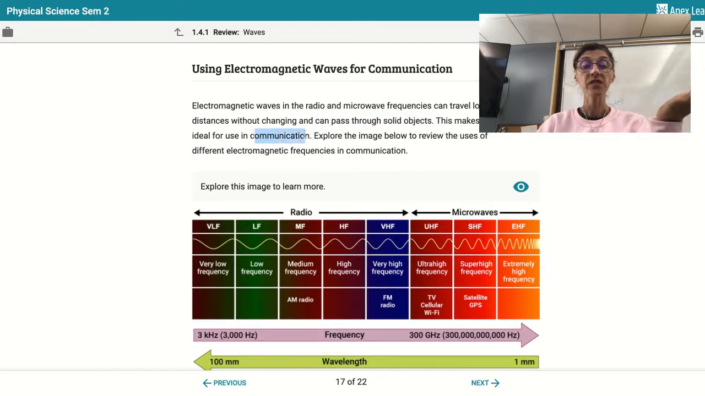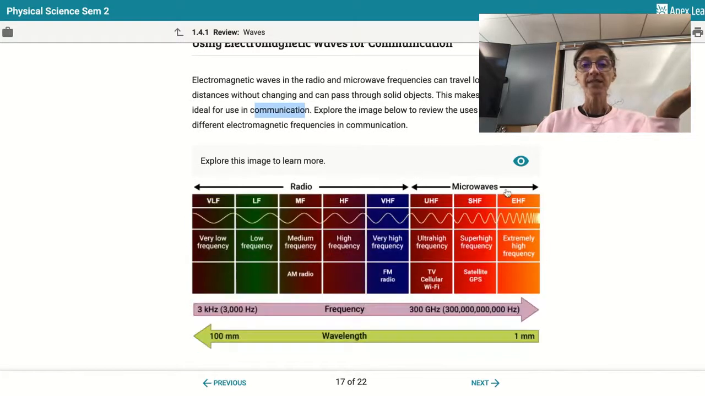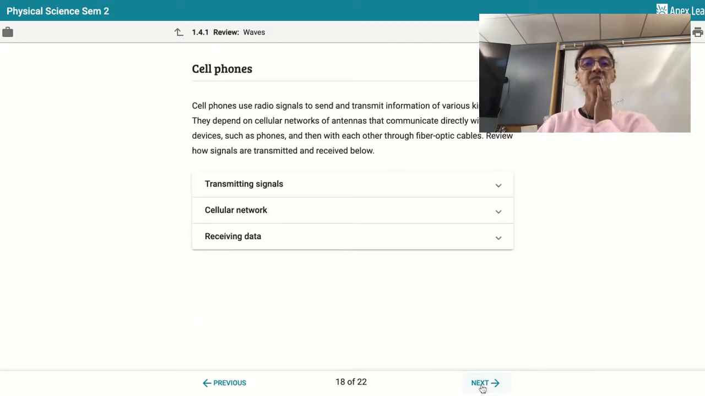Okay, so those are used in communications all the time. Again, explore this image on your own time and look at the different electromagnetic frequencies in the communication world. AM radio is here, FM radio is here. This is all our TV, cellular, and Wi-Fi in the ultra high frequency, and then satellites and GPS use super high frequency. Okay, so explore that a little bit more.